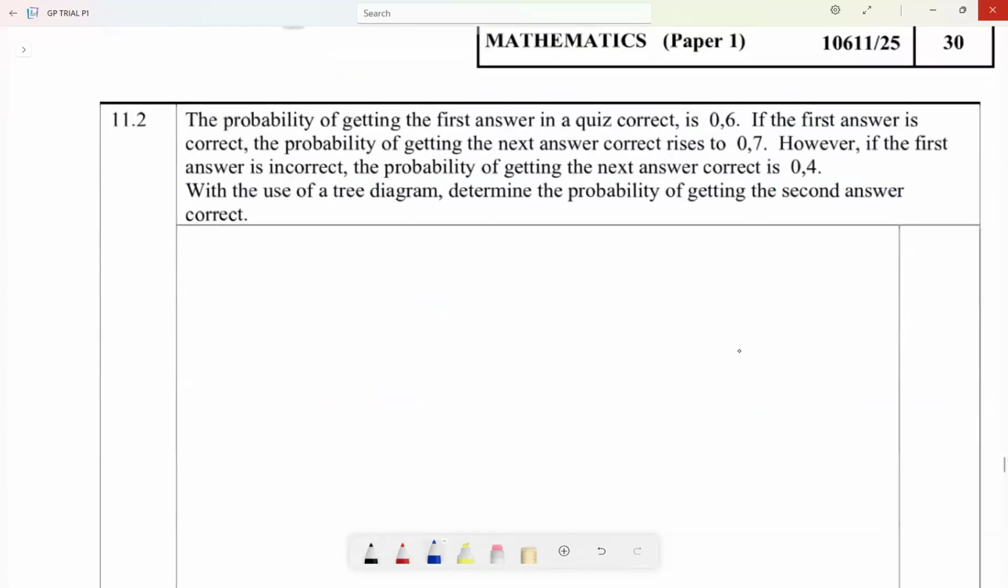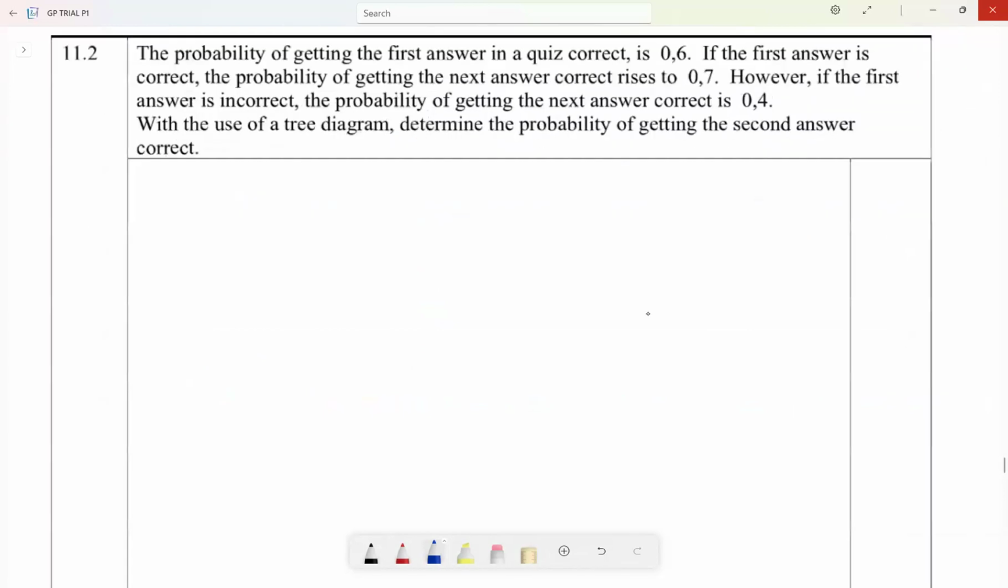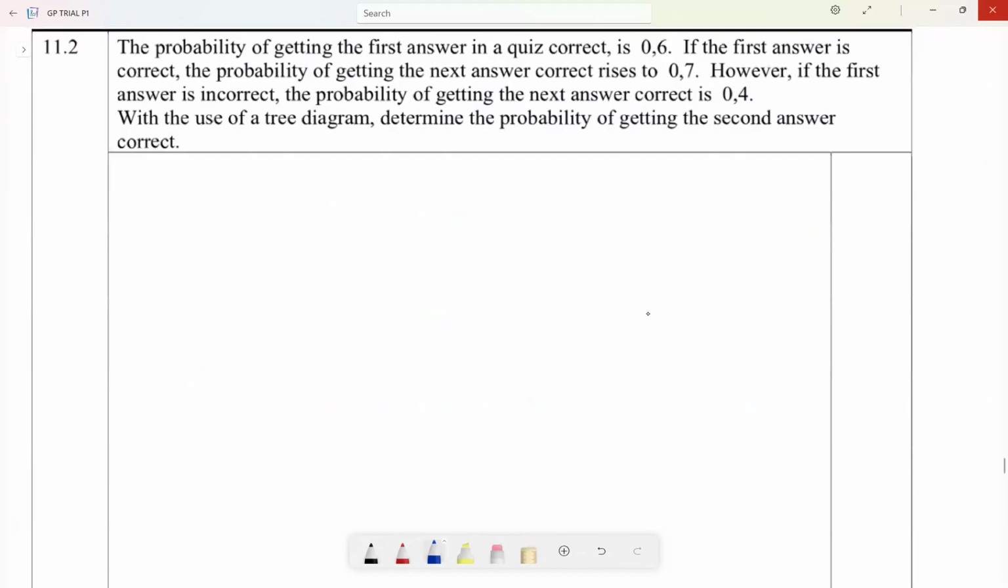11.2. Interesting question. The probability of getting the first answer in a quiz correct is 0.6. Okay? So, the probability of getting the first answer correct is 0.6. And then if the first answer is correct, the probability of getting the next answer correct rises to 0.7. However, if the first answer is incorrect, the probability of getting the next answer correct is 0.4. With the use of a tree diagram, determine the probability of getting the second answer correct.